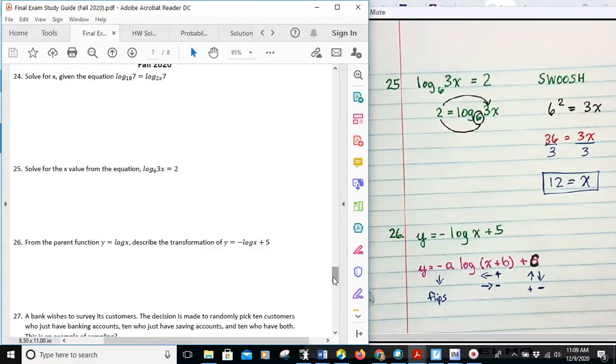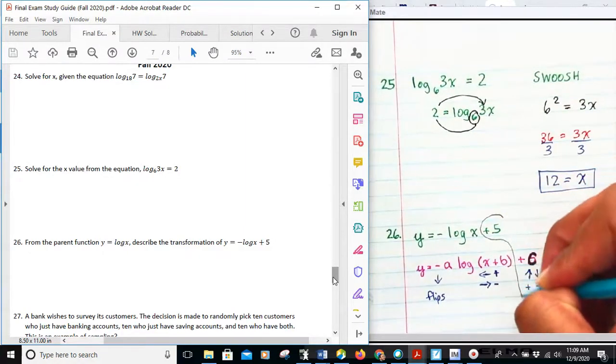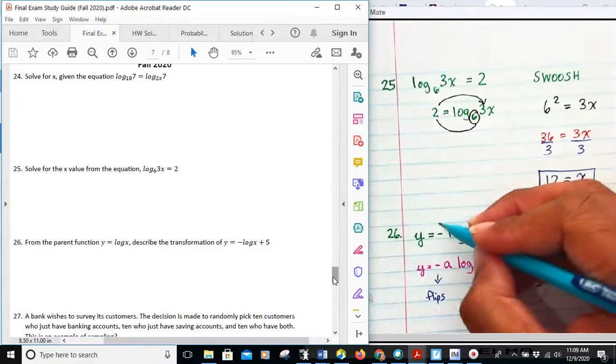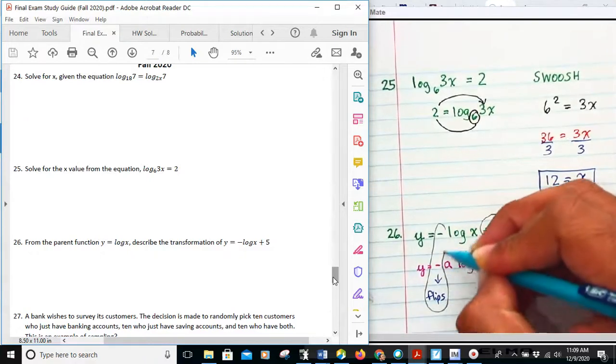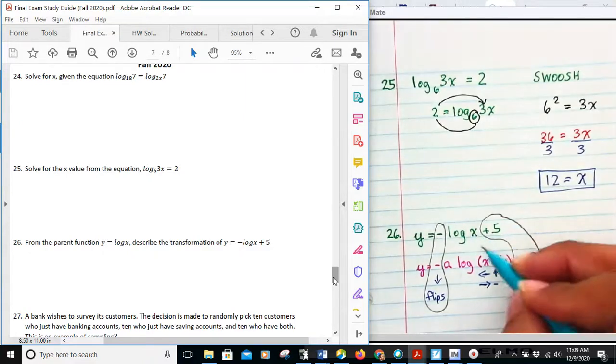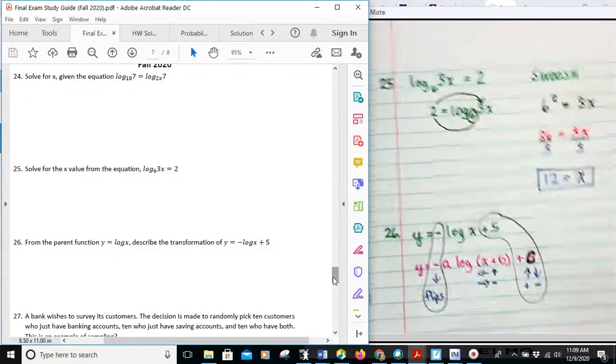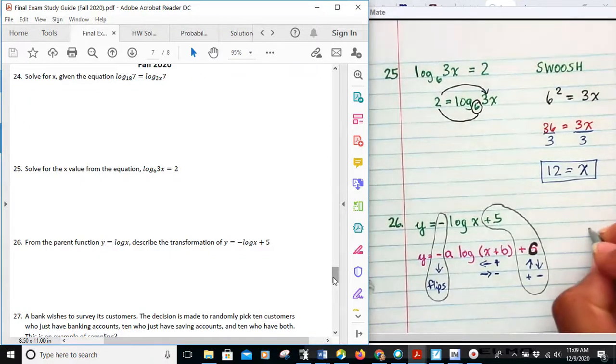So with that, the only transformations that we have for this problem are this part here and this part here. There are no parentheses right here in the green problem, so there's no moving left or right. There's no number in front of the log, so there's no A. So we just go and work on this part real quick. All right, so we just say it flips about the x-axis, because we're talking about the transformations again.